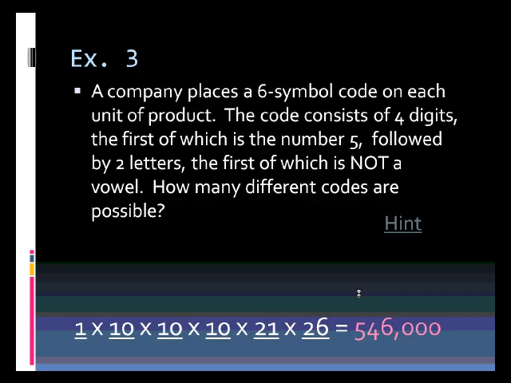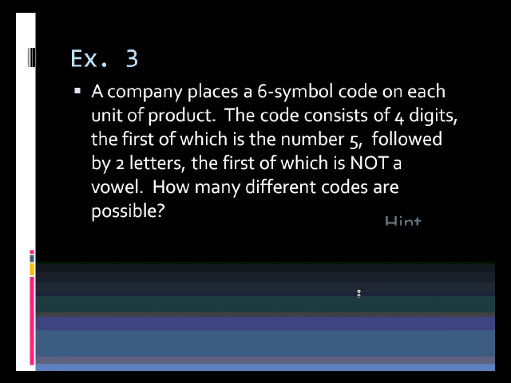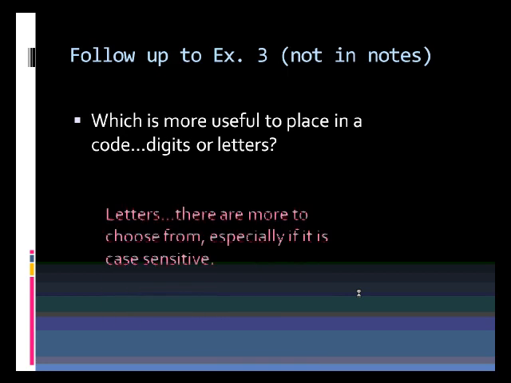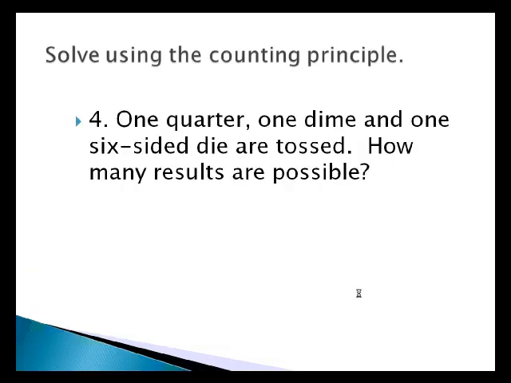Yep, we could have more than 6 digits. That would be a possibility. What else could we do? We could leave the first one not 5, yeah. Yeah, we could make it letters or numbers. You could use a different alphabet. Could we use lowercase and capitalized? Yeah, that would add more options. All right? So if you wanted to make a bigger code, we know that it would be more useful to choose letters. There's more to choose from, more options. Okay? All right. Let's look at number 4.